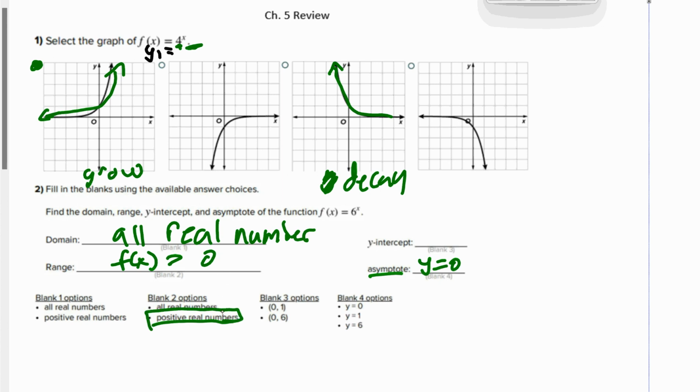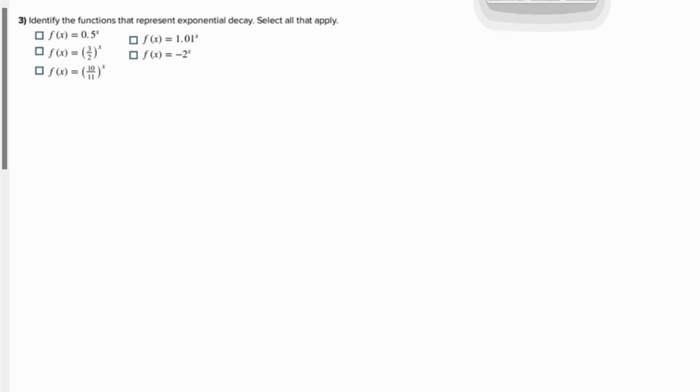Okay. Now, what's the y-intercept? Where does it cross the y-axis? That's (0, 1). And we already said what our asymptote is, what's being added at the end, or where does our graph not cross? What do we approach but not cross? y equals 0.